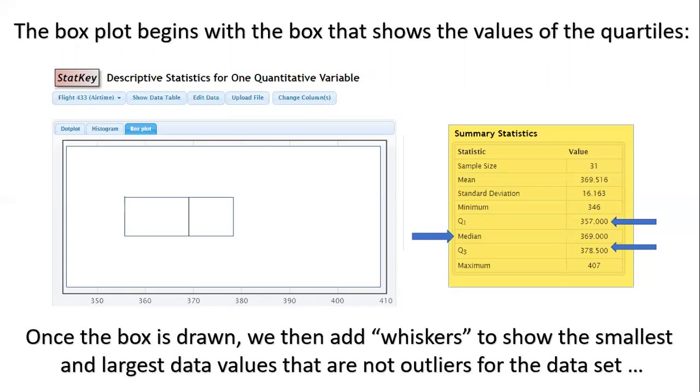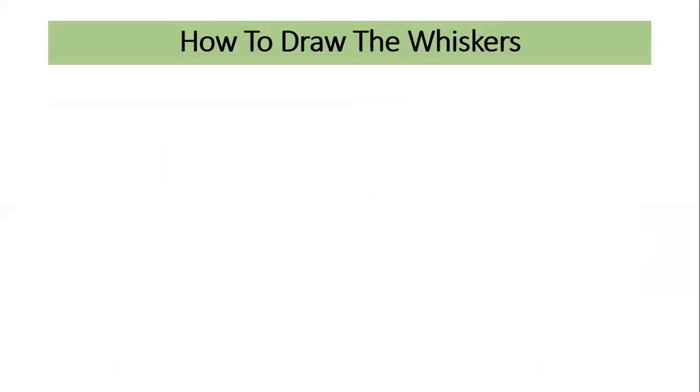Now, once we've done that, we've made a very significant portion of the box plot, but we haven't finished all of it, because a box plot, in addition to showing a box, also has some whiskers. Let's take a look at how to draw the whiskers of a box plot.